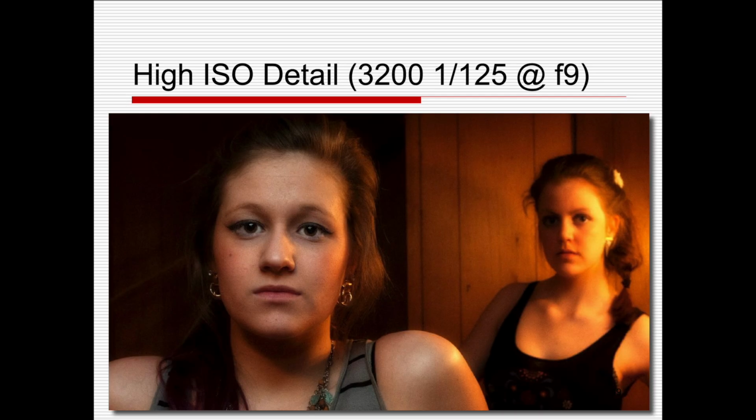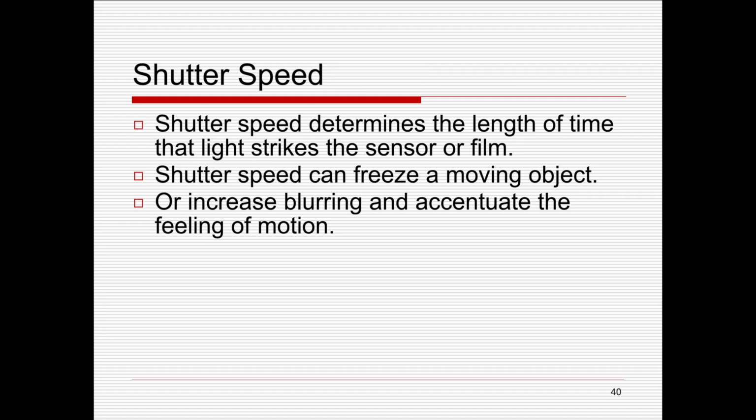Here's another example of a high ISO shot. This one was made at ISO 3200. But we can see here that it's still pretty clean. In the close-up, we've got softness around the edges. We don't see a whole lot of noise in the image, except for around here and some of the little shadow details.